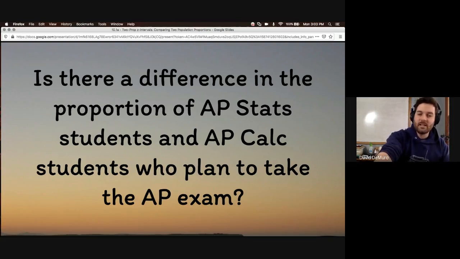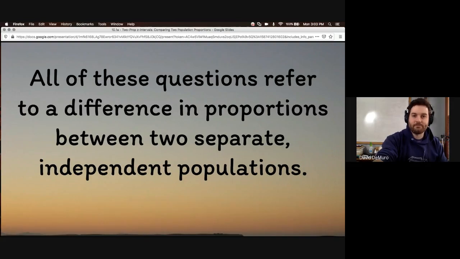Calc students take the exam more often? Do they take it about the same? That's a question we can answer with the skills in this section. All of these questions, what they have in common is that they refer to a difference in proportions between two separate independent populations. It's all about a categorical variable we're measuring, and do the proportions that fit in that category differ for two different populations?